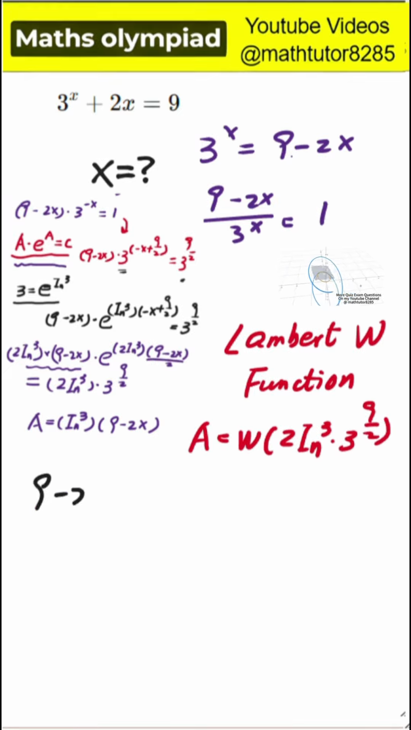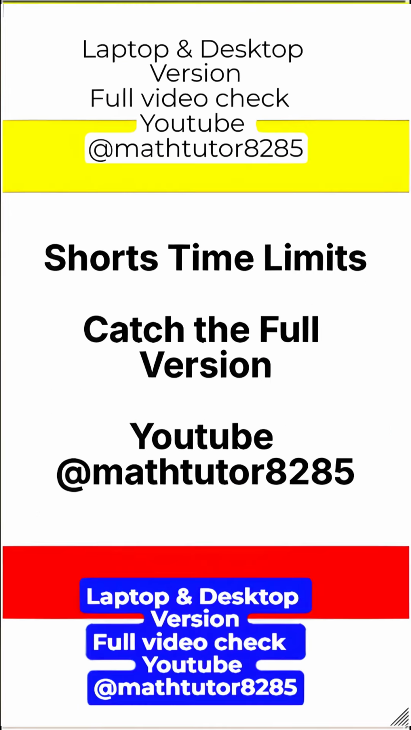Then, next step, solve for x. Divide both sides by the natural logarithm of 3 to get 9 - 2x equals the Lambert W of that same argument, divided by the natural logarithm of 3.